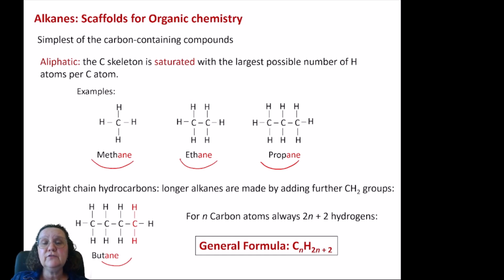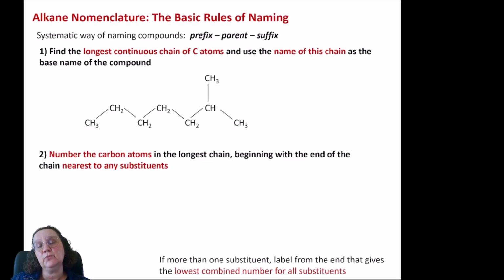So pentane, 5 carbon atoms, hexane, 6 carbon atoms, heptane, 7 carbon atoms. I have a slide later on that gives you all the names, and so on and so forth. So all this is well and good if you only have carbons, one carbon after the other, making a chain. You can even have them as a cycle.